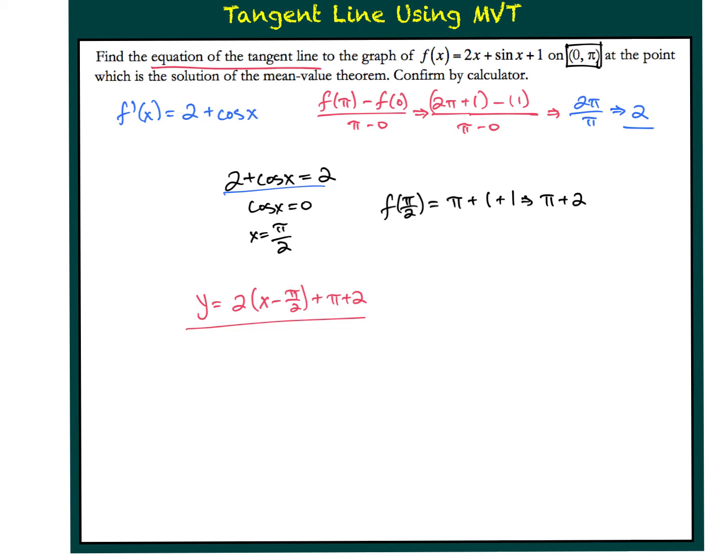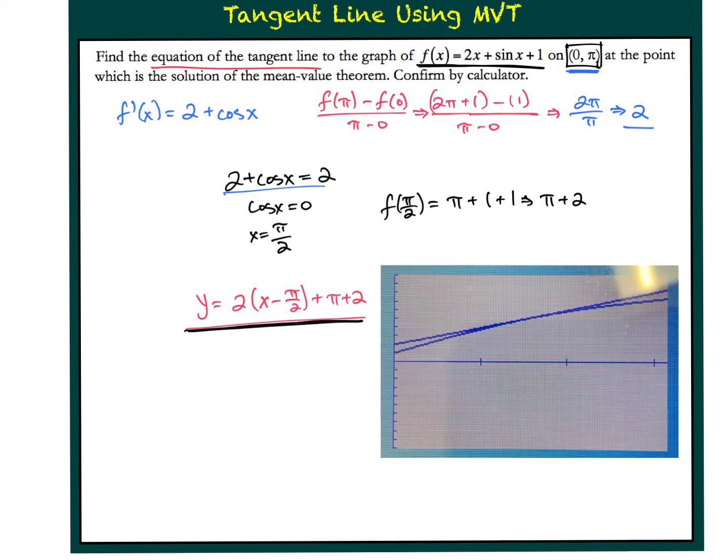Now, I want you to graph it. We're going to graph this original function, and we're going to graph the tangent line. I want you to set your window x values from 0 to pi. On this, I just want to show you that the secant line, if I were to connect right here and here and make a line.